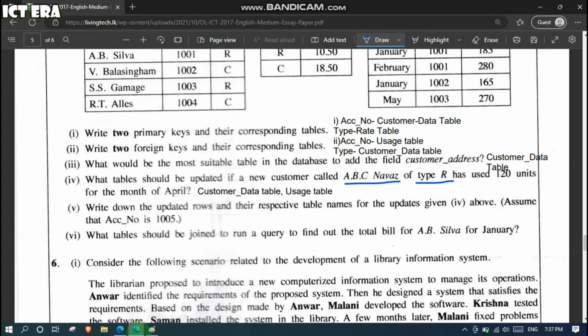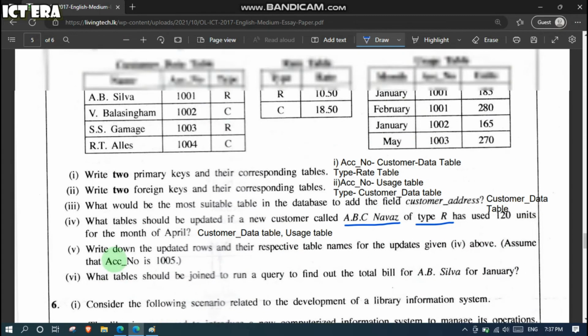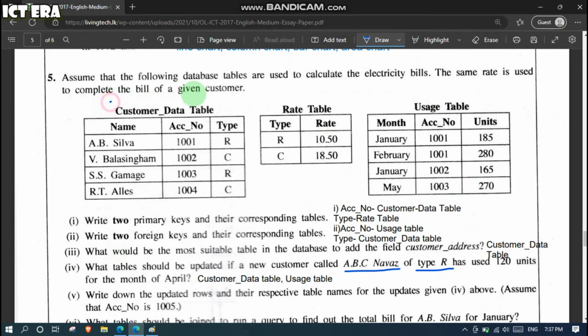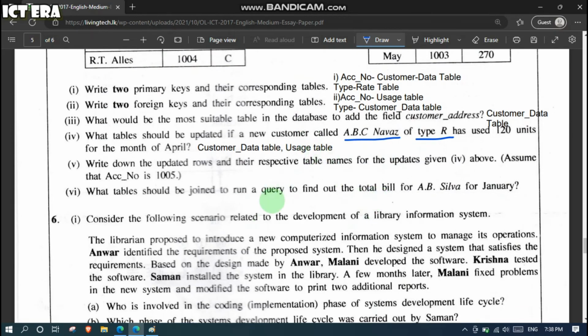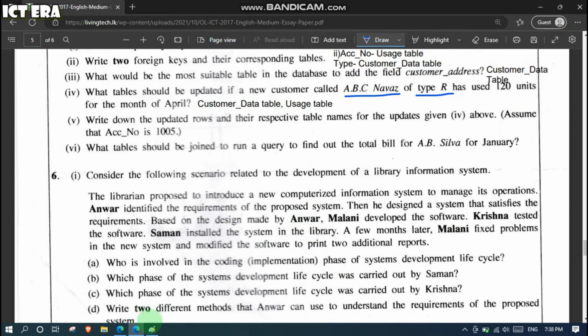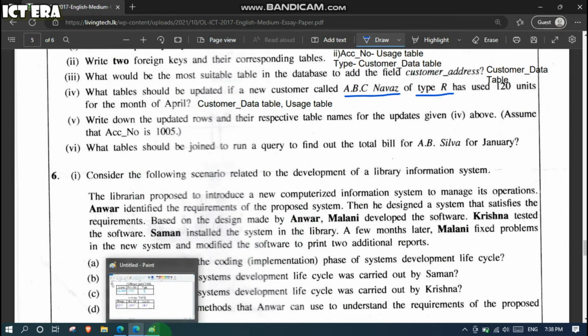The next one, what tables should be joined to run a query to find out the total bill of AB Silva for January? So all the tables are required. So you have to write customer data table, rate table, usage table. All the tables are required to run that query. Okay, let's move to the sixth question.